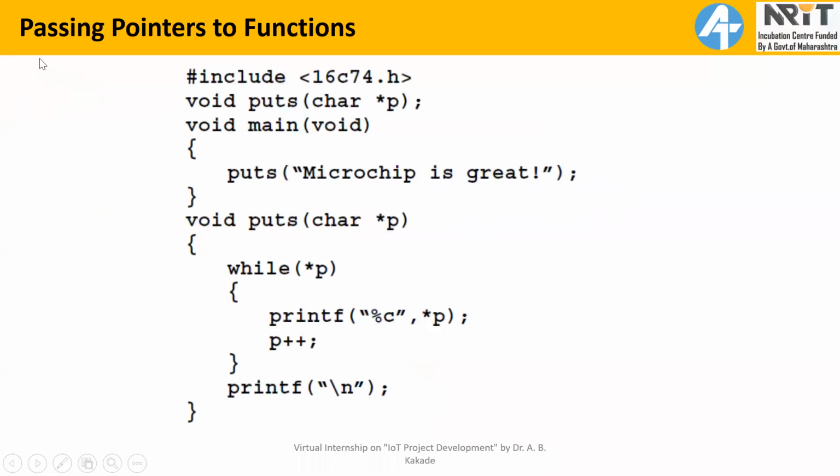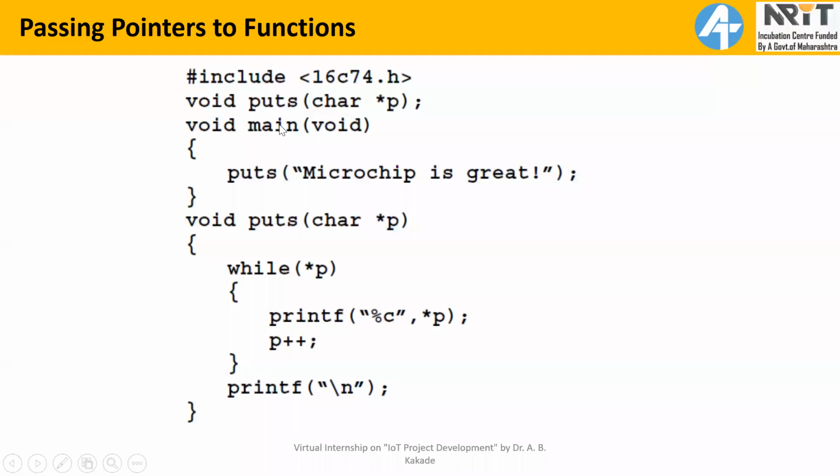One example is given, passing pointers to function. One example is given here. Here function is putS. PutS is user defined function, and its prototype is declared here. I have not shown here configuration directives. Hash pragma directive is not shown here. Assume that it is there in the code. My focus here is to explain how to pass pointer to the function. So here function name is putS. It is not returning anything. So void putS char star p. So here p is pointer.